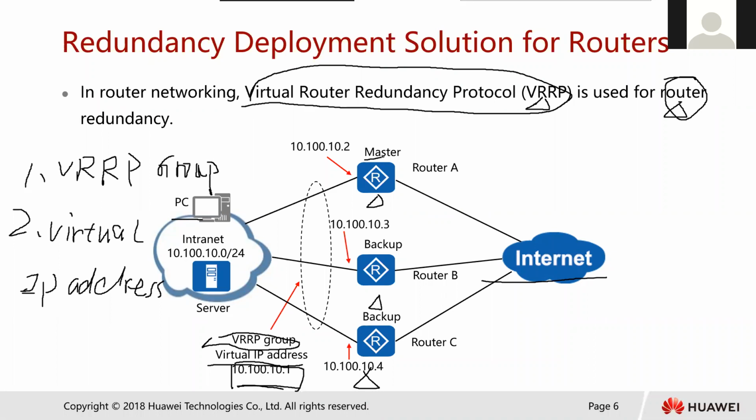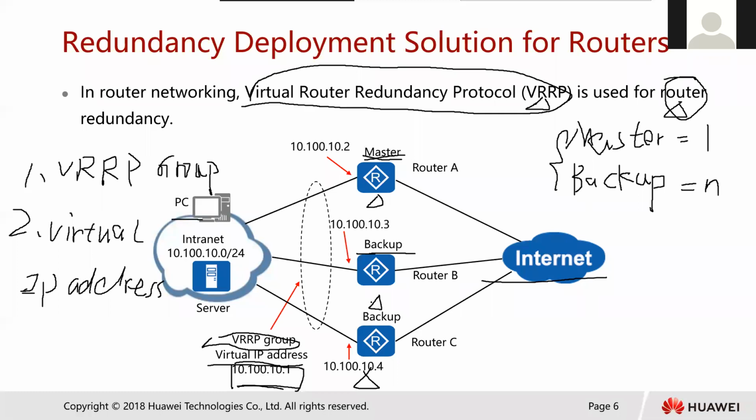And there are two states. One we call the master, and the second we call the backup. In normal times, we only have one master, and there can be many backups. For example, in this scenario, we have two backup routers.